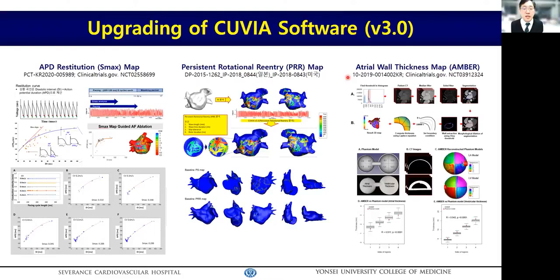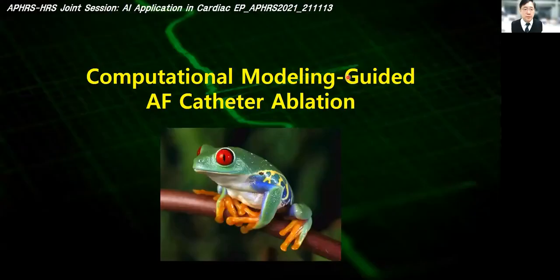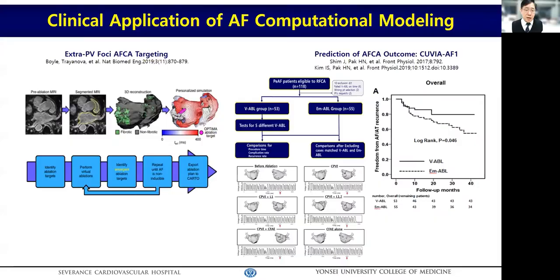Moreover, we developed an auto-detection algorithm for atrial wall thickness to overcome the limitation of the monolayer modeling of Cubia. Before developing the virtual AAD protocol, we tested computational model guided AF catheter ablation. Professor Trayanova's group developed MRI late gadolinium enhancement based AF modeling to target ablation of extra-PV foci as a proof of concept study. And we also conducted a randomized clinical trial with 118 patients with persistent AF, and modeling guided linear ablation improved the ablation outcome compared with empirical ablation. However, at the time, we used the monolayer homogeneous Cubia prototype modeling.